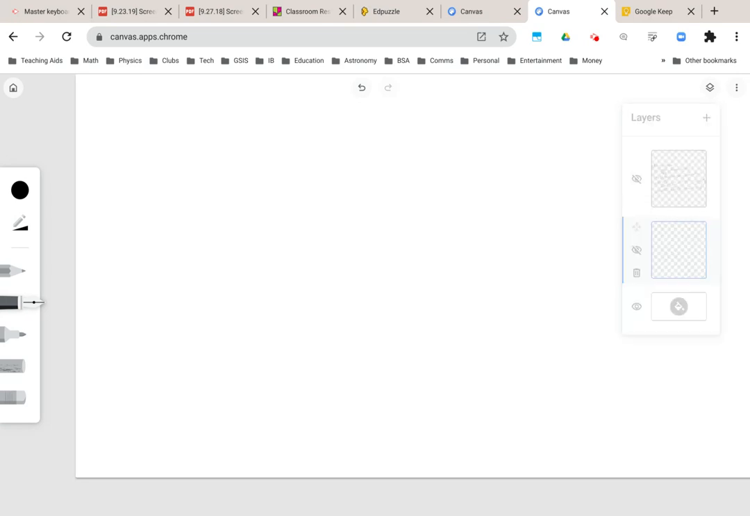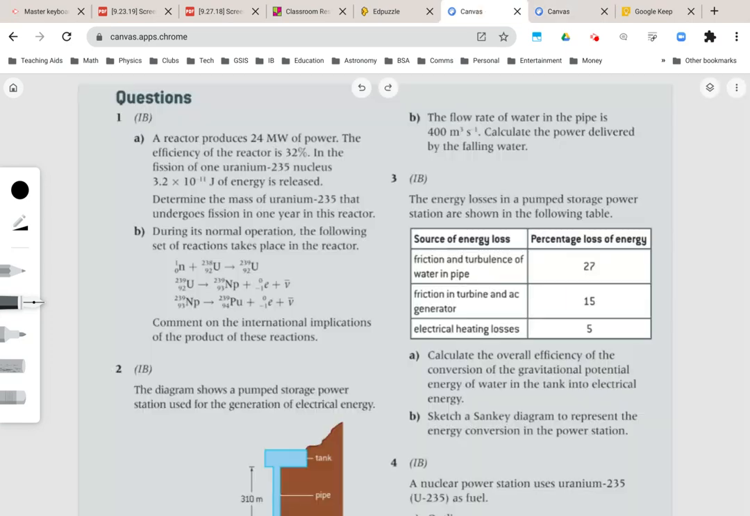It also asks us in the question here, during its normal operation, the following set of reactions take place. We have a neutron coming in and hitting an atom of 238, and then going to 239, and so on and so forth. Well, first of all, I feel like they should have uranium 235 here. That's the reaction that we have. At any rate, here we have a mixture, of course, of uranium 238 and 235. Maybe they're more concerned here with the heavier isotope.